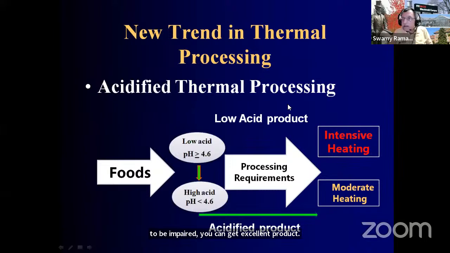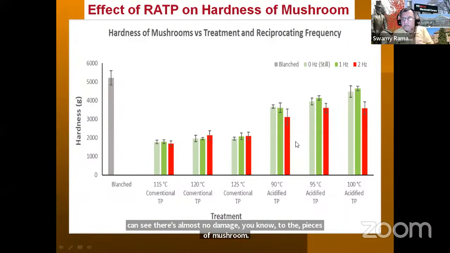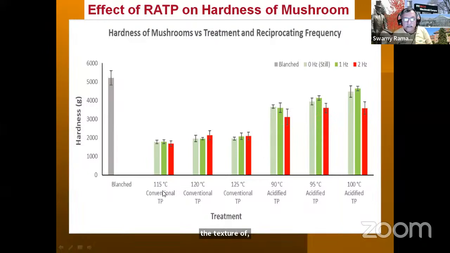Only if the product quality is not going to be influenced by the added acid and heat, yes, you can do that. A lot of products are being processed in this fashion. This is for mushroom. This is a raw mushroom, this is blanched mushroom, this is after processing. With acidified, you can see there's almost no damage to the pieces of mushroom. And you can see data here that shows the hardness or the texture of acidified thermally processed product is much, much better. These are the conventional processing at 115, 120, and 125. Higher temperature is slightly better, but compared to this, this is double the retention of textural property. So it has a very big advantage in terms of quality retention.